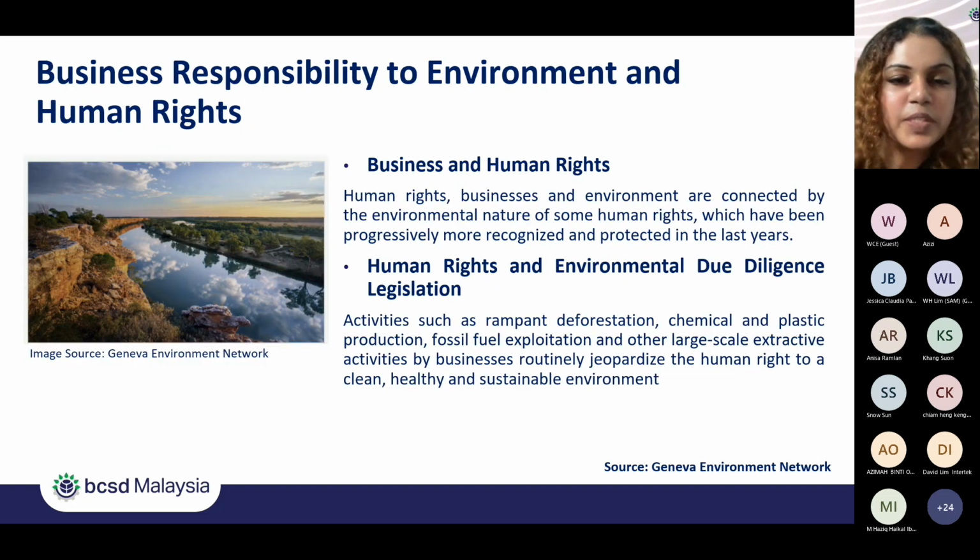There is a business responsibility to environment and human rights because businesses, human rights, and environment are connected by the environmental nature of some human rights, which have been progressively more recognized and protected in the last few years. And of course, human rights and environmental due diligence legislation is also extremely important because activities such as rampant deforestation, chemical and plastic production, fossil fuel exploitation, and other large-scale activities by businesses routinely jeopardize the human right to a clean, healthy, and sustainable environment.